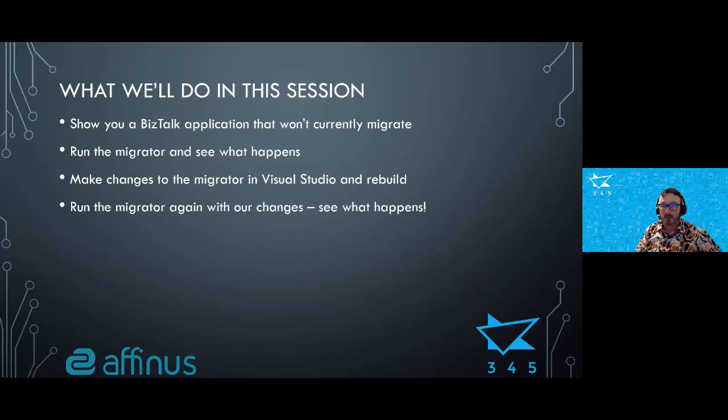We've made a BizTalk application that currently won't migrate automatically, and we're going to run the migrator over it, and it will say that you can't currently migrate it automatically. And then what we want to do is make changes in Visual Studio, rebuild the code that's running in the BizTalk Migrator, and run it again with our changes and see what happens. And if all goes well, we'll get a different result. That's really what we are aiming for today.